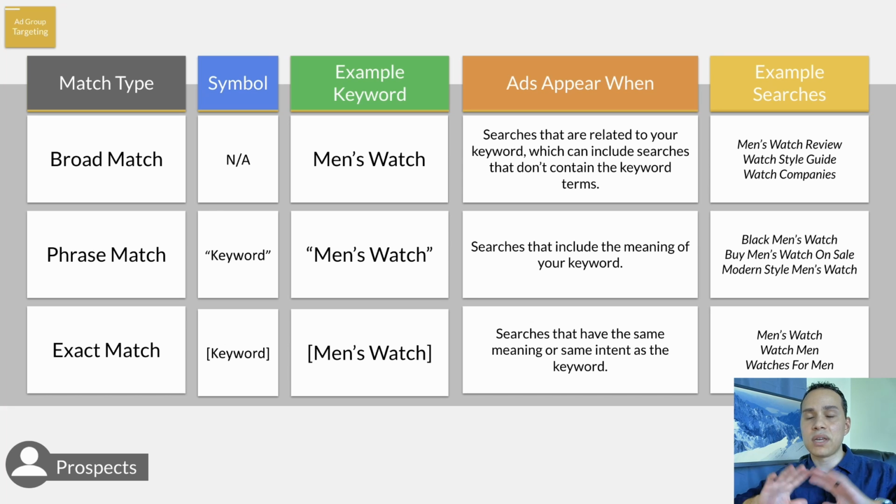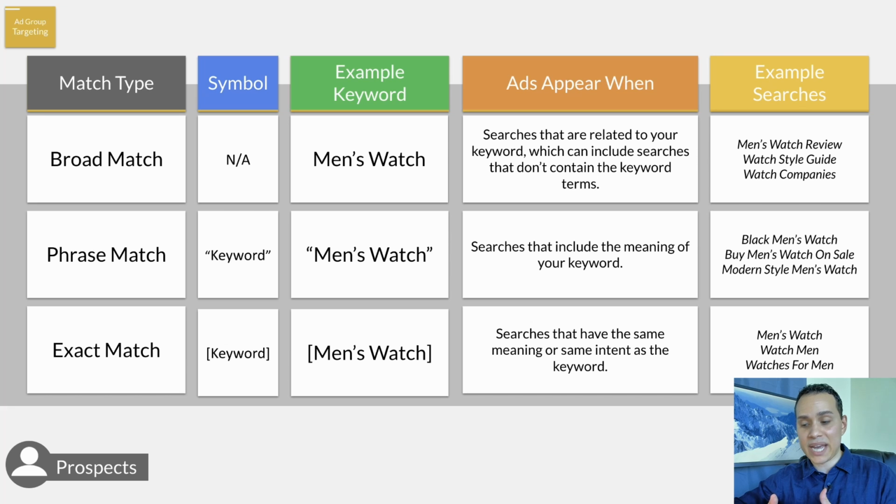So this is a very, very brief rundown because you just want to use something called phrase match and exact match. So as an example here, with phrase match, it's going to show your ad every time someone types in men's watch plus anything else. So as long as men's and watch, those 2 words are in the search, your ad could potentially show up. For exact match though, men's watch has to be the only thing that's typed in, or some very, very close variation. So you can see in the example searches, men's watch, it could be black men's watch, buy men's watch, modern style men's watches.